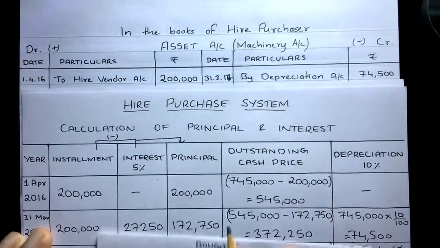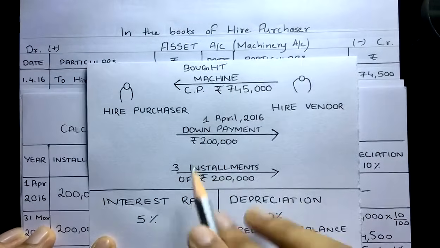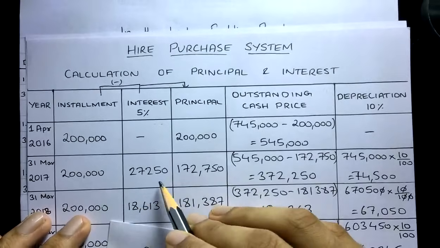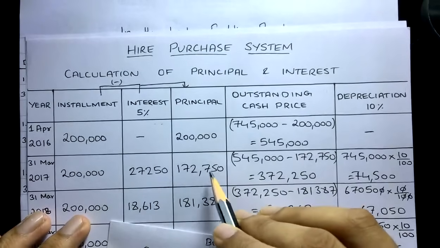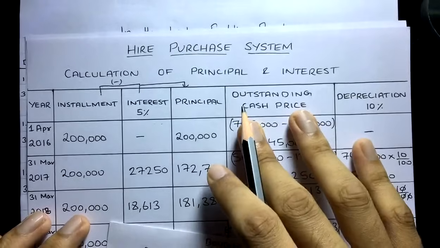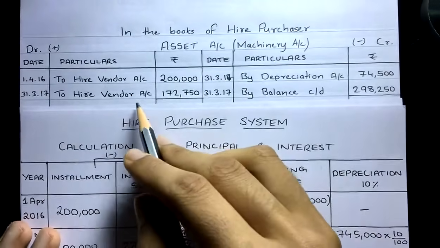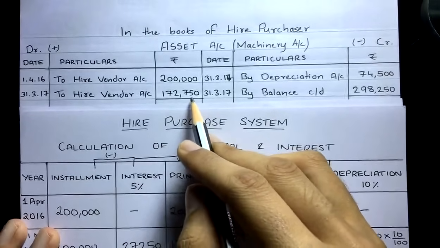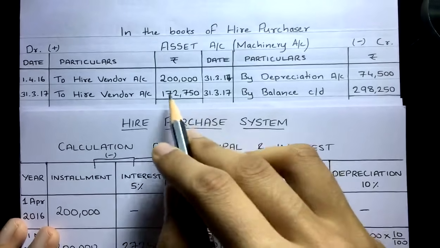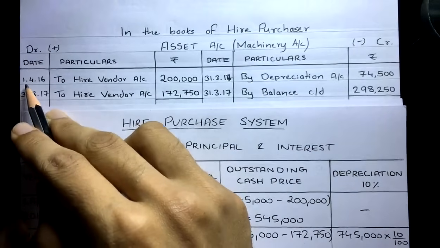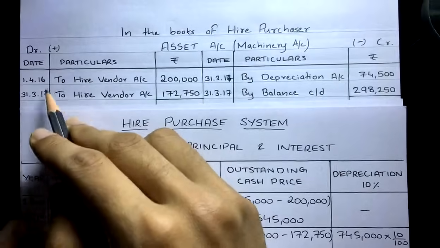And the same thing happened again. The installment of 2 lakh, after deducting the interest, is 1,72,750. So only the principal amount will come in the asset account. See, to hire vendor account 1,72,750. This is the payment made against this asset. It was made on 31st March and the down payment was done on 1st April, and this is in the same year, alright?